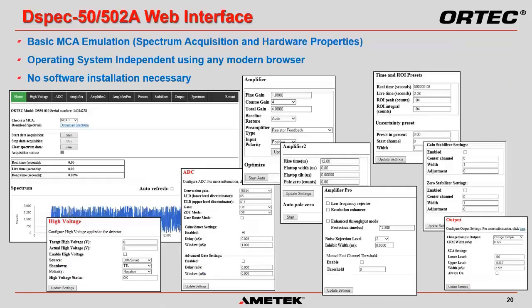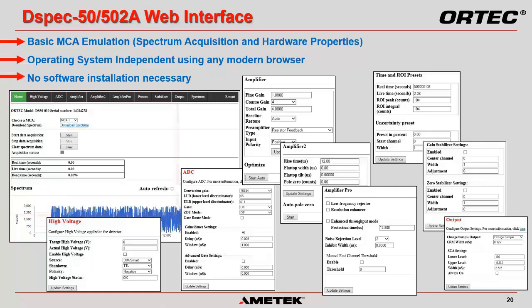The web page interface provides basic MCA emulation, including spectrum acquisition and setting hardware properties. The web page is hosted on the instrument and can be accessed using any modern browser run from any operating system. This includes not only computers, but tablets, iPads, and even your phone when these devices are connected to a common network. And accessing the web page and communicating with the instrument requires absolutely no software installation whatsoever.